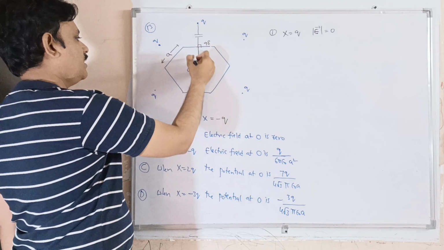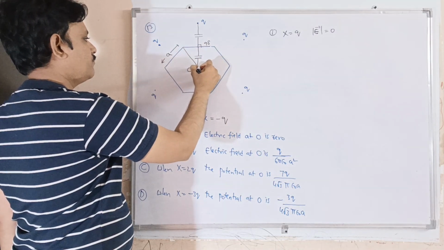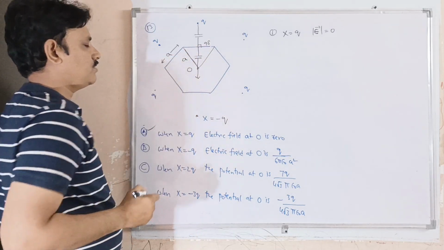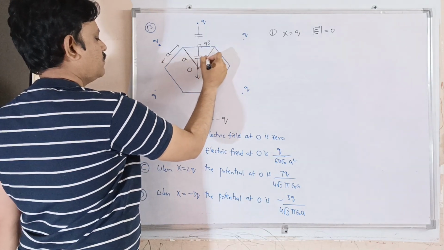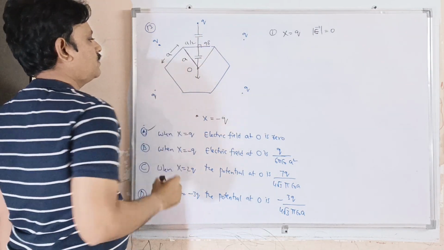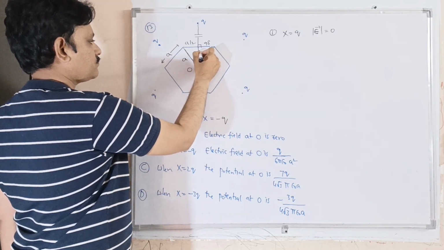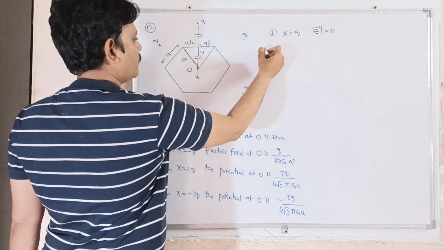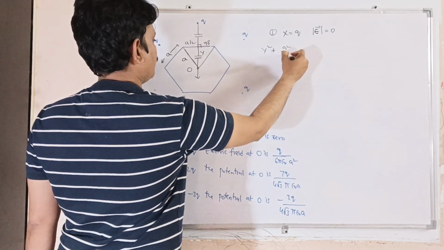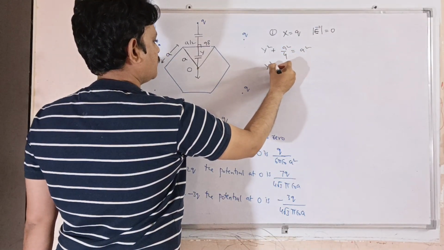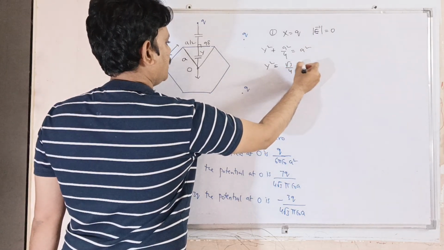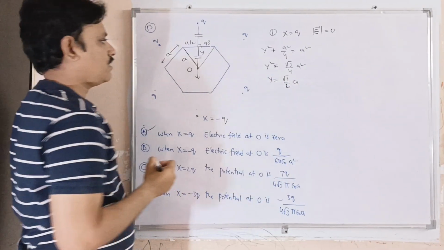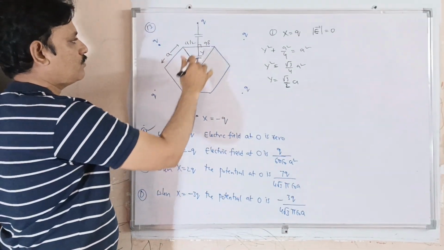Before we calculate, we need to identify the distance from center to the side. Here the side distance is given as a, so this is a, and this is a by 2. So what is the distance here? Suppose the distance is y. So y square plus a square by 4 is equal to a square. Finally y square is equal to root 3 by 4 a square, and y is equal to root 3 by 2 a. Okay, so the distance y is equal to root 3 by 2 a.